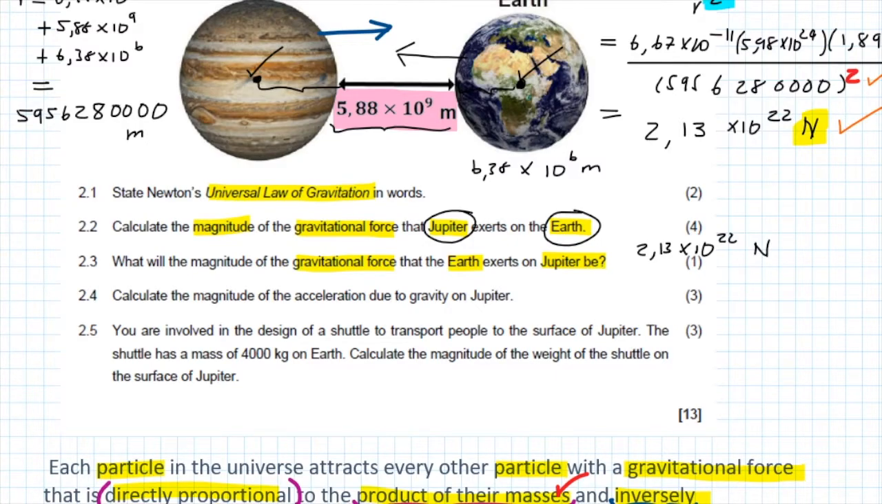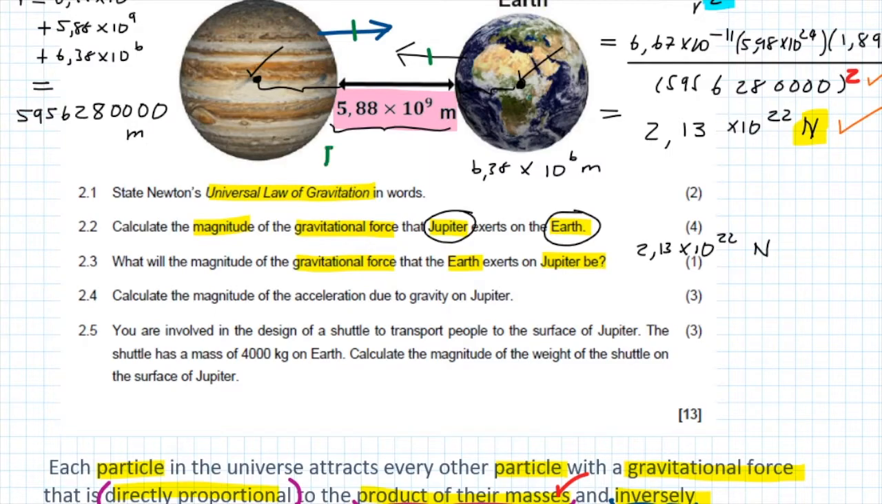It does not matter that Jupiter is bigger than the Earth. It does not matter that the Earth is smaller than Jupiter. According to Newton's third law, this force is equal to that force. They are equal to each other in magnitude but opposite in direction.